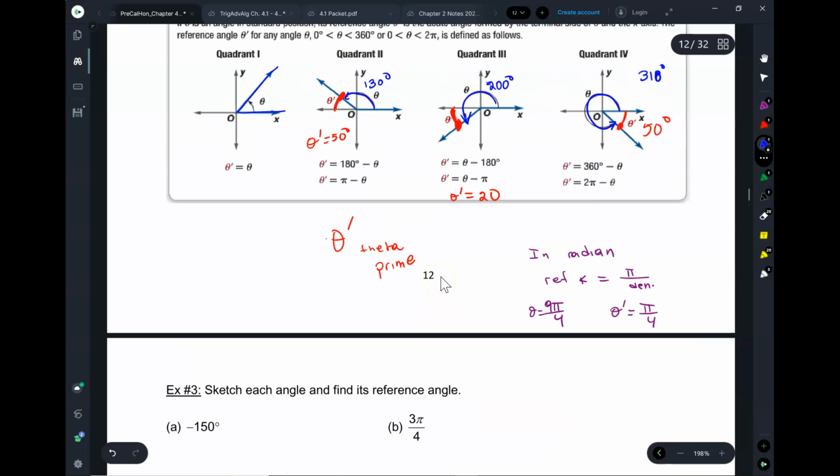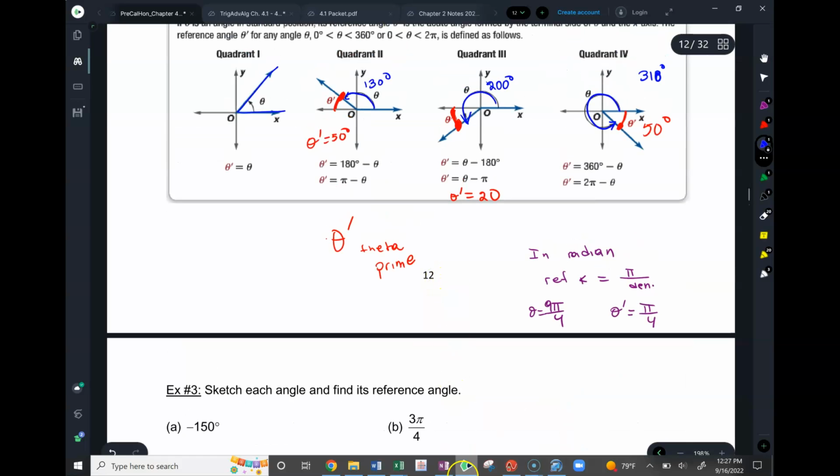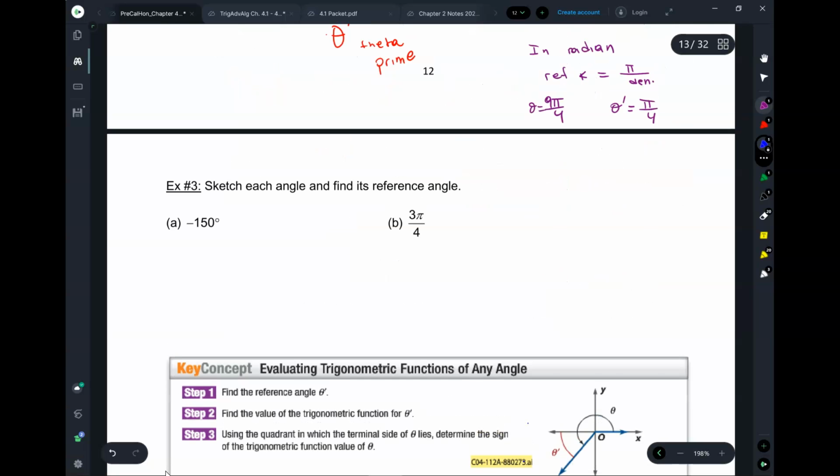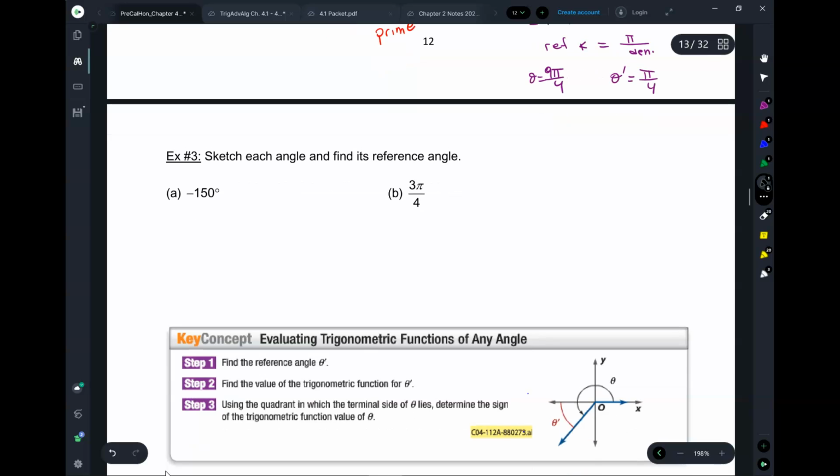We had gotten up to just defining what a reference angle is. What we're going to do here, and I think you did some in the homework, but I'll just do it to show you how I want it to be done. So to sketch and find the reference angle, to sketch an angle, here's what you do. You have an X and a Y axis.